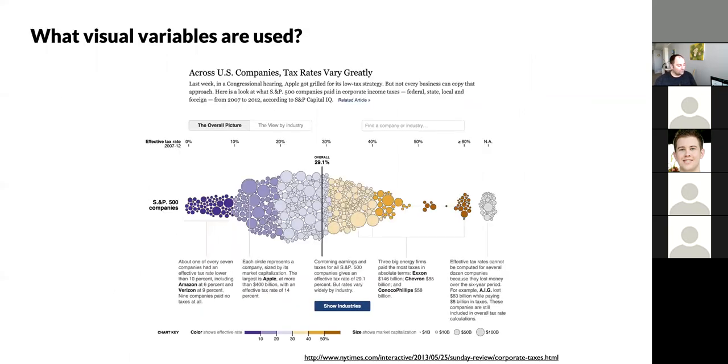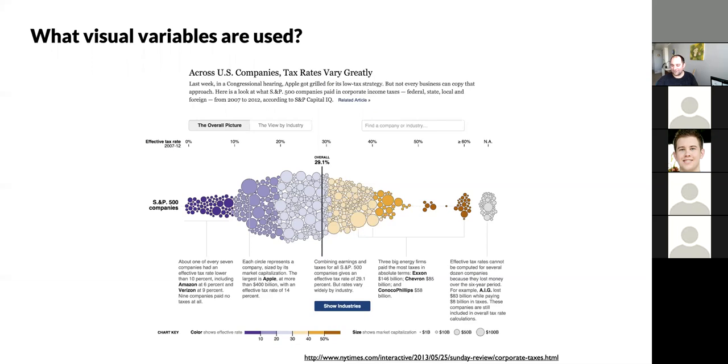So here's a chart that I just want to briefly talk about. What are the visual variables, or the marks and channels, used? This shows tax rates of companies, also market capitalization and how much they are being taxed. So what is the data and what are the marks and channels being used here? The marks are the different circles, and the channels are the circle size, color, and position. I'm not sure if the Y means anything, but it seems to mean something in the X.